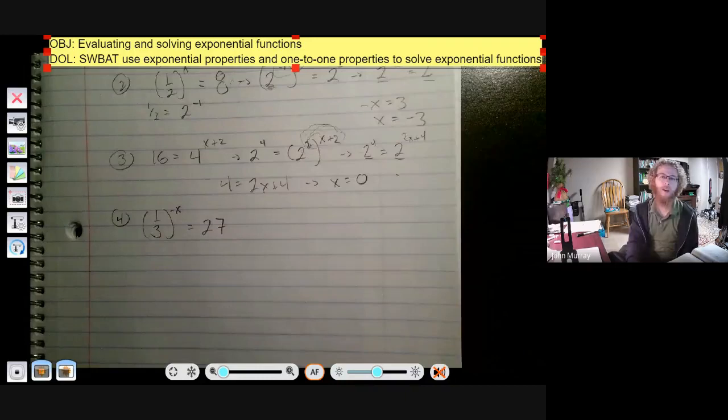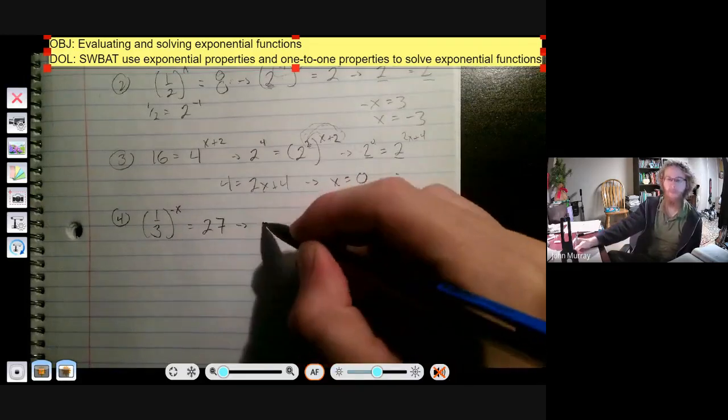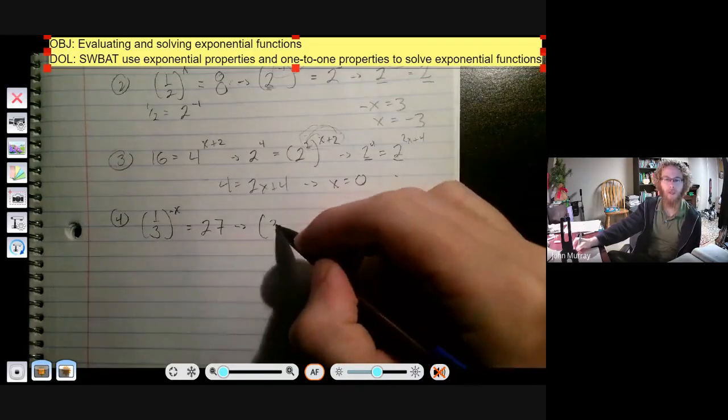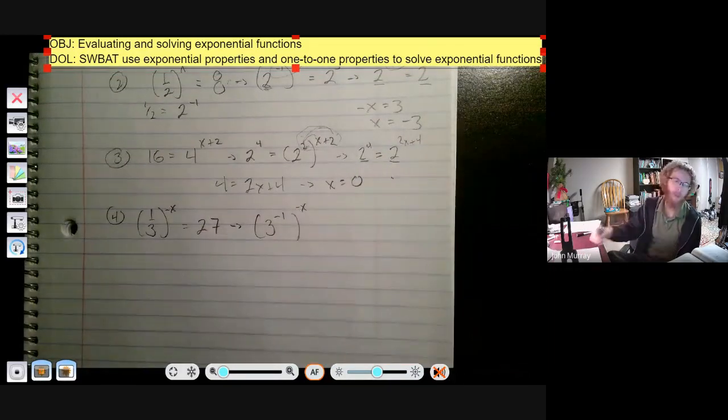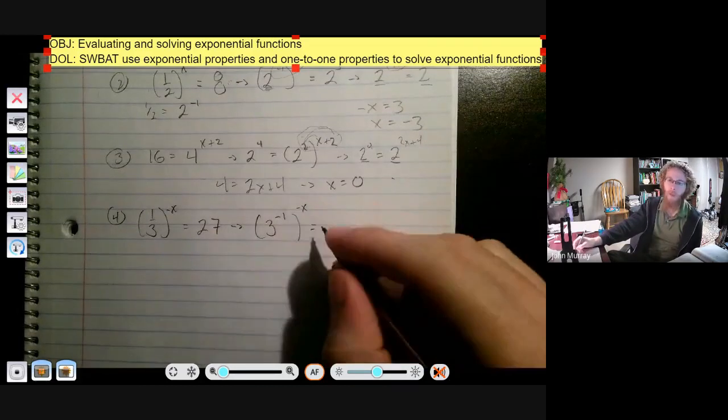All right, so the last one we'll look at, I have 1/3 to the negative x equals 27. So here, your first step is to find out what that base is going to be, your common base. Well, on the left side, we have a fraction with a 3 in the denominator, and 27 is a multiple of 3, so our base will probably be 3. So this 1/3 I can rewrite as 3 to the negative 1, and I have that to the negative x power. So just be careful there in your next step.